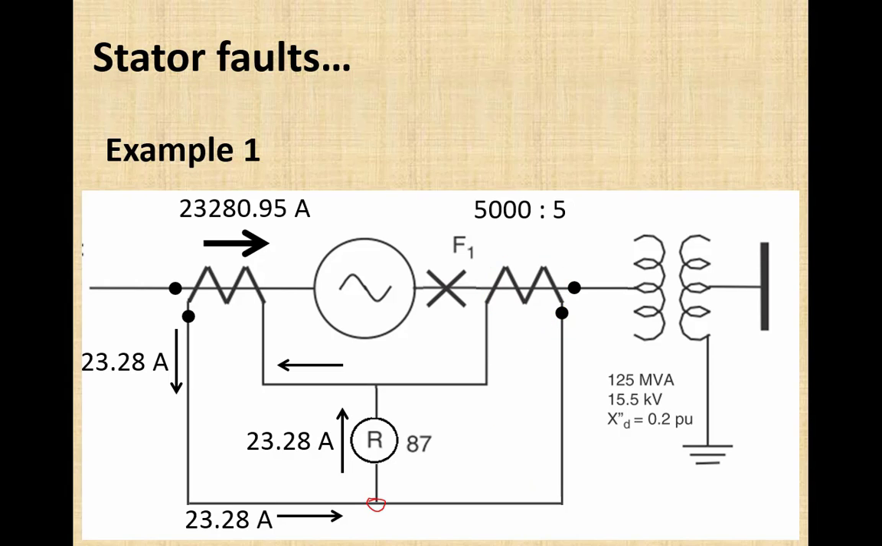Now we can clearly see here 23.28 ampere is passing through the differential relay. So the differential relay can make an easy decision that this is a fault. The reason: during normal operation, how much current was passing through this differential branch? 0 ampere. And during the fault condition, how much current is passing through this branch? 23.28 ampere. Now we can set the pickup to a very sensitive value so that this differential relay can detect a minor fault as well.